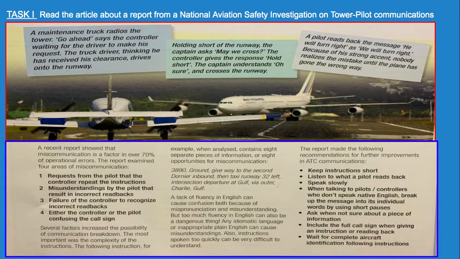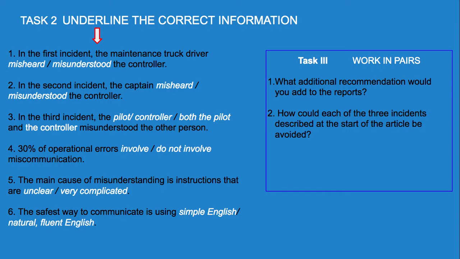There is a task for you. It is a short article on tower pilot communications. Your task is to read and to do the exercises concerning the article. Task number 2, there are 6 sentences. You have to underline the correct answer. Okay, next task is pair work.